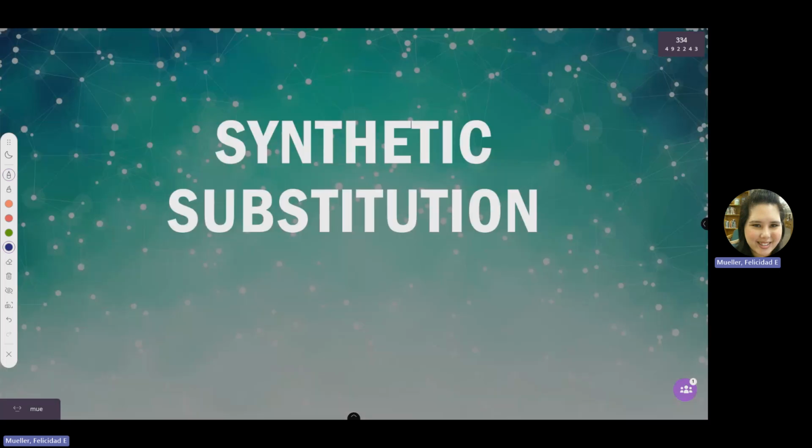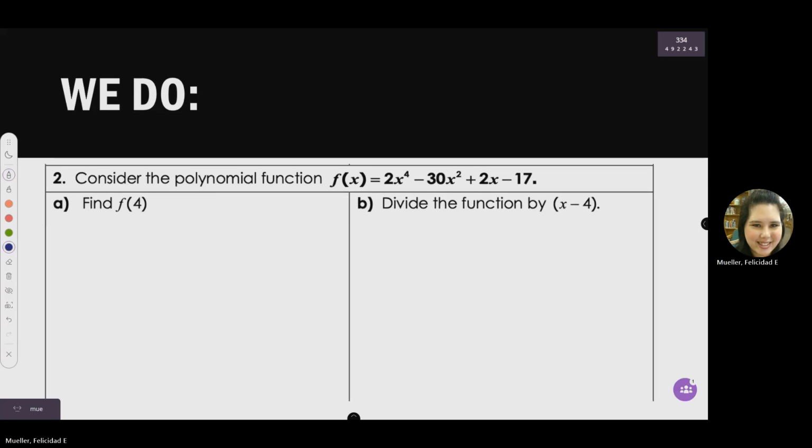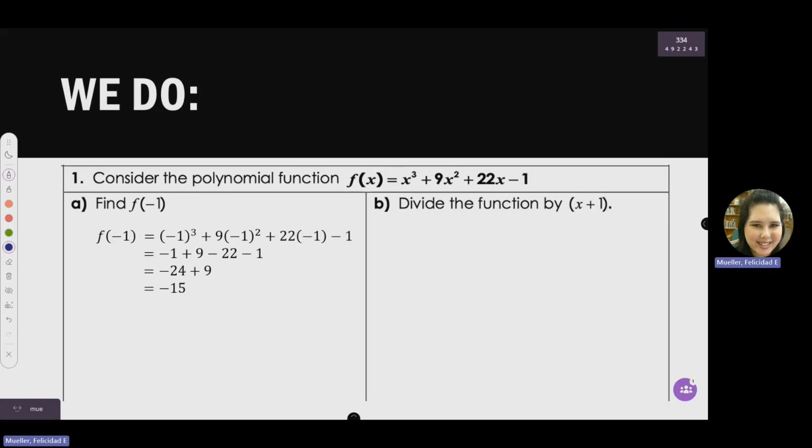So the next thing we're going to talk about is synthetic substitution. So this is a click through. I'm going to find f of -1. So we could plug in -1, do all that work. We get -1 plus 9 minus 22 minus 1, and we get -24 plus 9, which is -15. Versus we could do synthetic division. So this would be a -1.